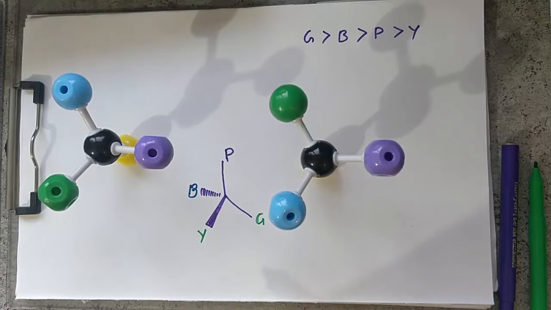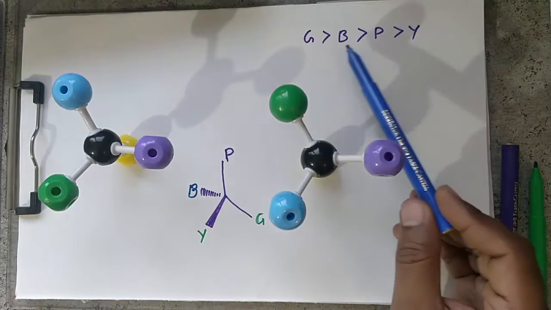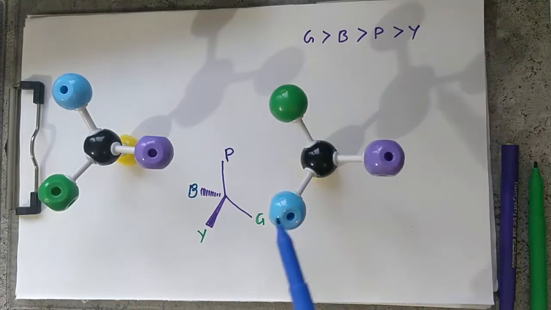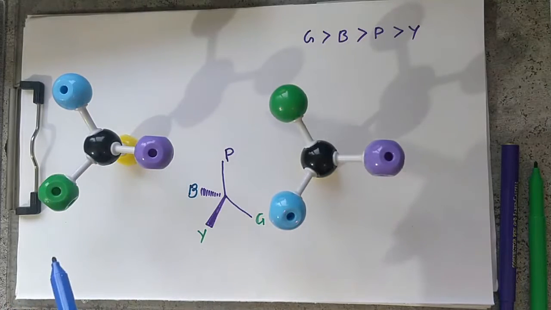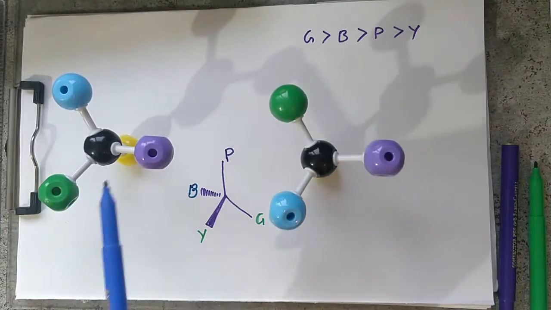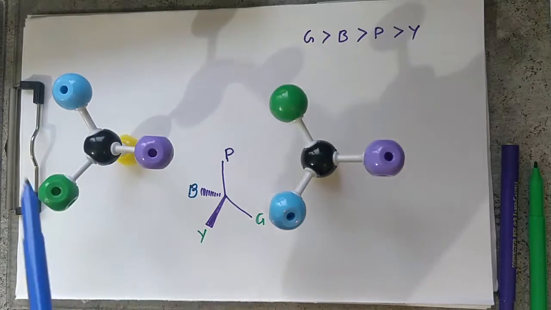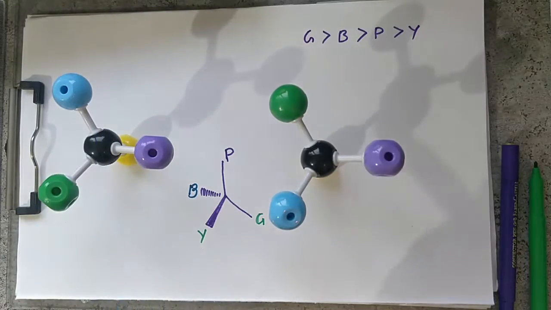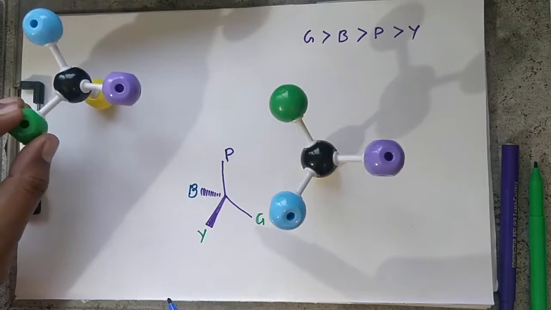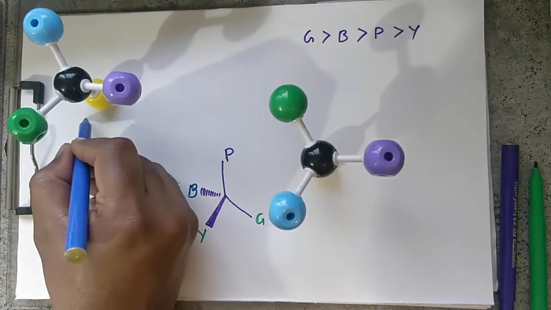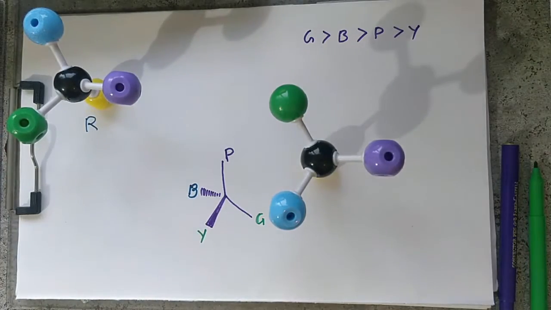What you see on top is just these three, that is green, blue, and purple. And when you make the cycle from highest priority, that is green to blue to purple, you see here that green to blue to purple will be a clockwise rotation, and that is nothing but your R. So this configuration belongs to R. I have written R there.